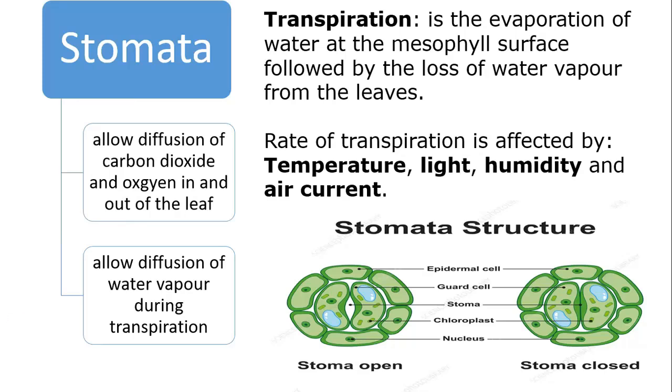The definition of transpiration is the evaporation of water at the mesophyll surface followed by the loss of water vapor from the leaves. And as we said, water is very precious for the plant. So I need the rate of transpiration to be less in order to keep the water inside. Let's see what affects the rate of transpiration.